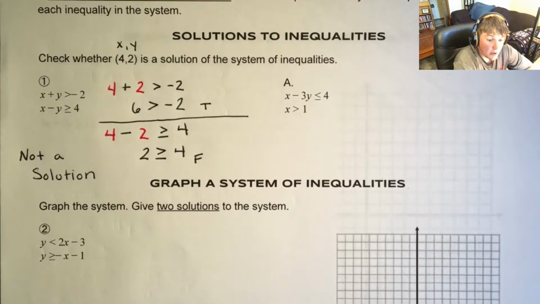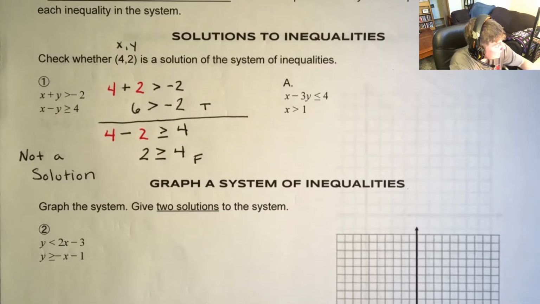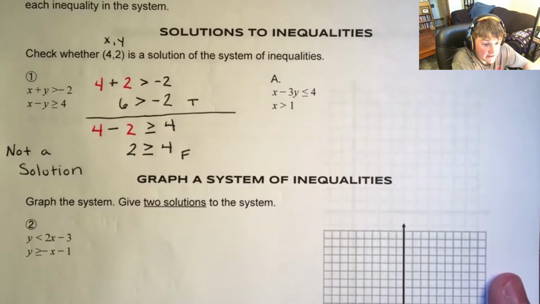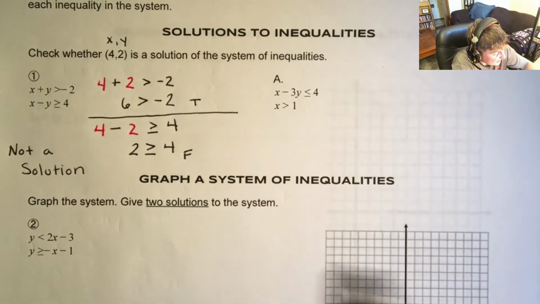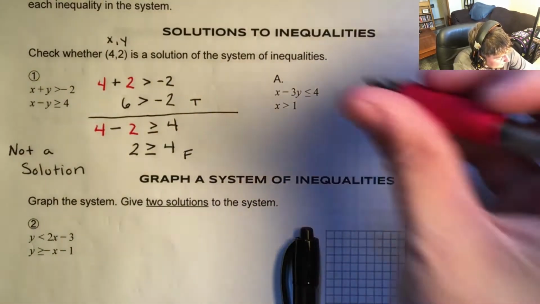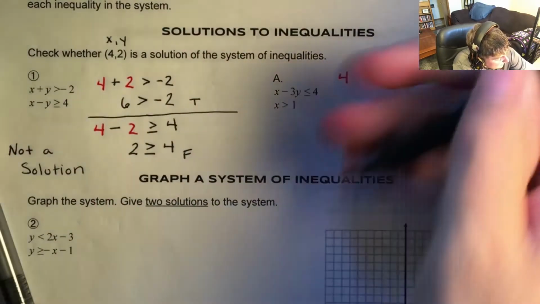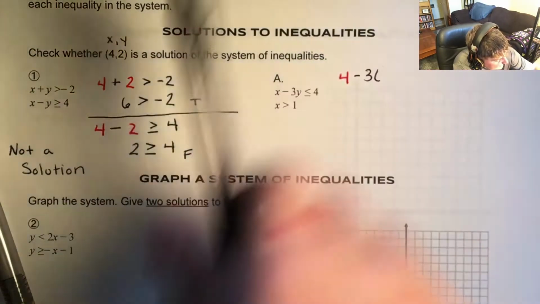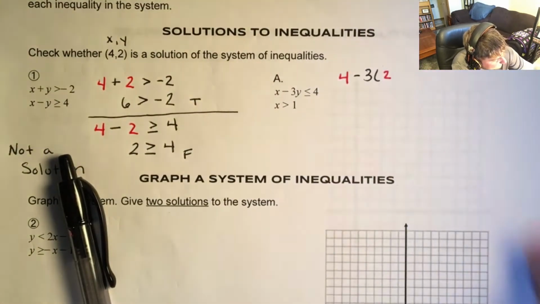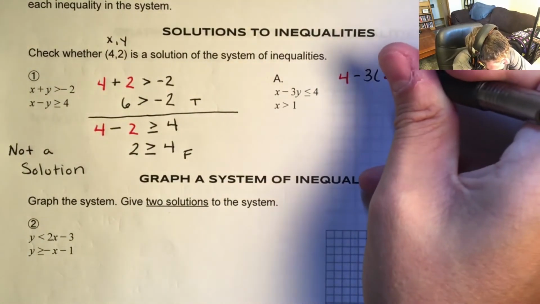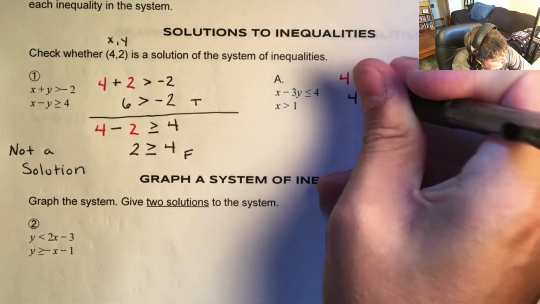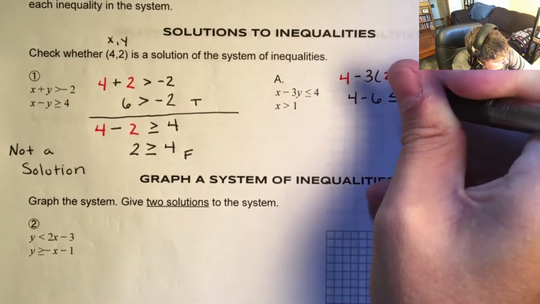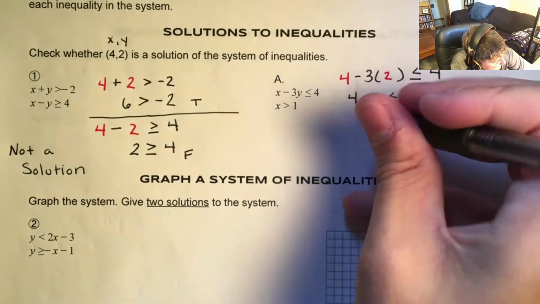Great time to pause the video, try letter A on your own, and check it with your work here in a moment. All right, so I'm assuming that you've already done this problem and you're here to check it. So here I'm using the same ordered pair 4, 2, so I'm going to get 4 minus 3 times 2, and we're saying that that needs to be less than or equal to 4. So this is going to be 4 minus 6 is less than or equal to 4. 4 minus 6 is negative 2.